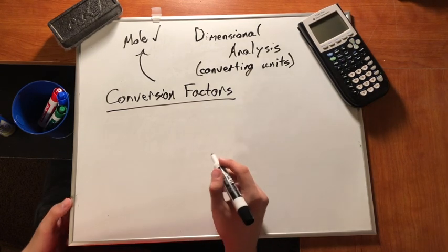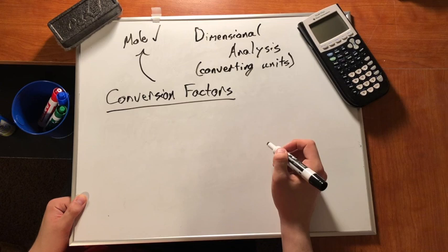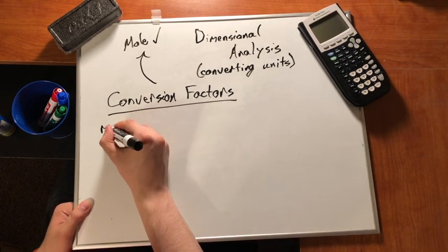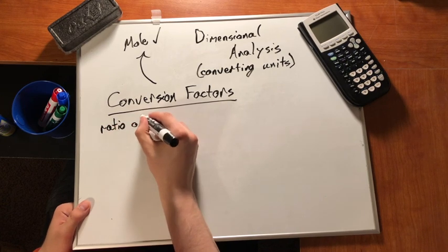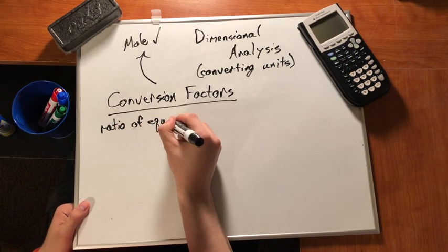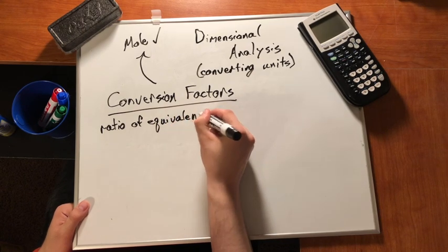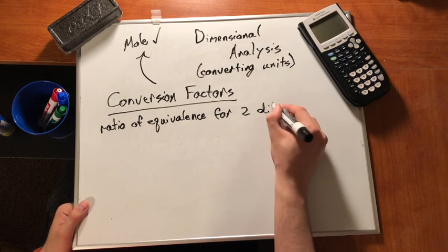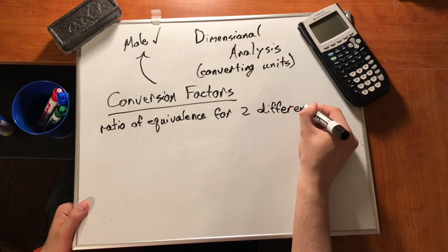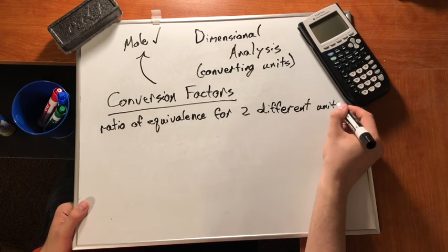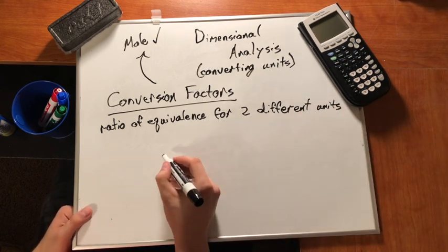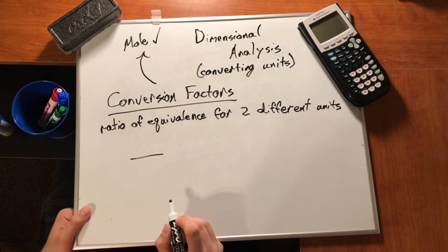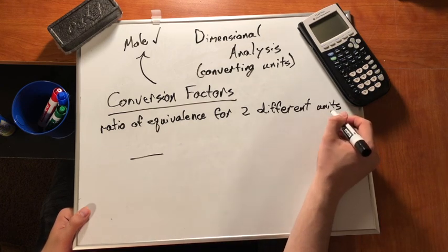Okay, so let's define what a conversion factor is real quick. The way I'm going to define it is a ratio of equivalence for two different units. What this means is a ratio, so I'm going to have a fraction, and I'm going to have two different units that I'm going to convert between.